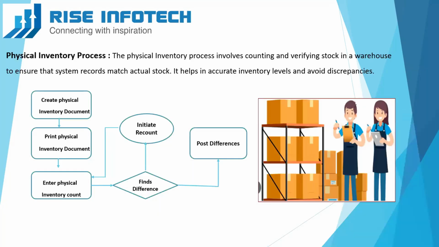Coming to the next topic, the physical inventory process. What is the physical inventory process? The physical inventory process involves counting and verification in a warehouse to ensure that the system records match the actual stock. It helps in accuracy of inventory levels and avoids discrepancies. Below is a flow chart where first we create the physical inventory document, print the physical inventory document, and enter the physical inventory count.